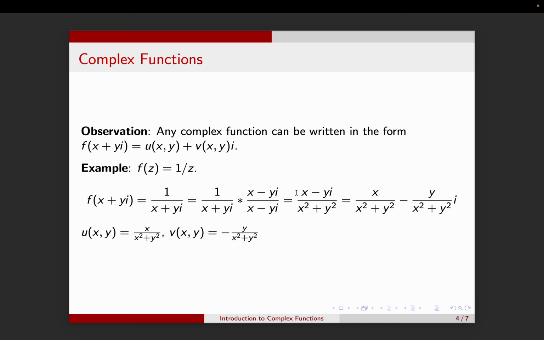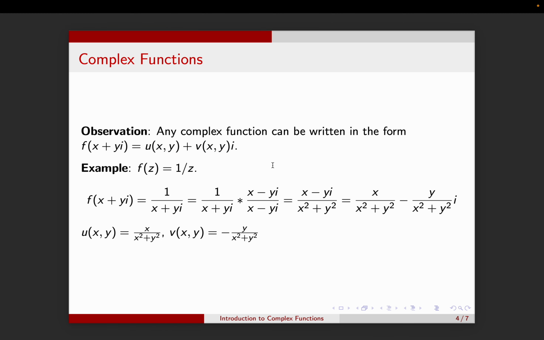So 1 times the conjugate is x minus yi. x plus yi times x minus yi is x squared plus y squared. And notice x squared plus y squared is a real number because x and y are both real. And so now you can just split that fraction into pieces and you get a u piece, a real piece, and then an imaginary piece. So u is x over quantity x squared plus y squared, and v is negative y over, again, quantity x squared plus y squared.